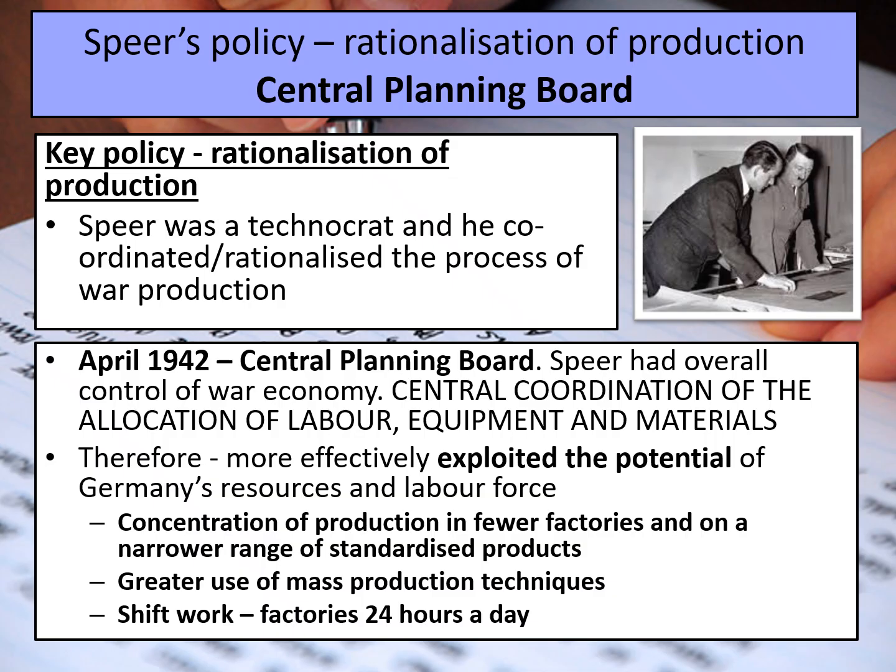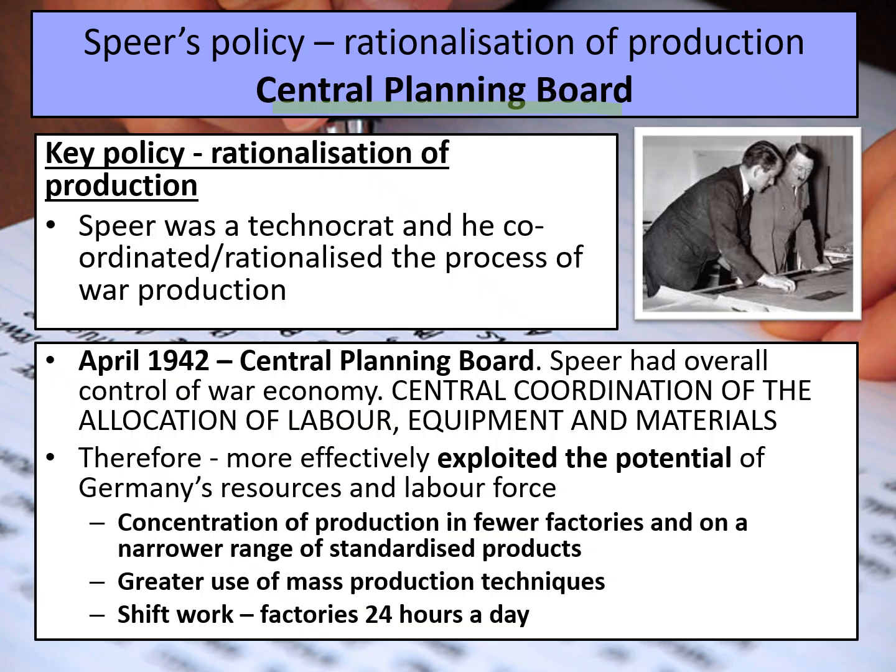So let's now think about one of Speer's key policies, the Central Planning Board. Remember that they had previously had real issues with not having standardised weapons, being incredibly inefficient with creating lots of different types of weapons across lots of different factories, not using things like mass production techniques, not using labour effectively. For instance, they weren't really using women, and there were lots of different issues with the economy that Speer wanted to address. Now, a lot of them could be solved with this central planning board.